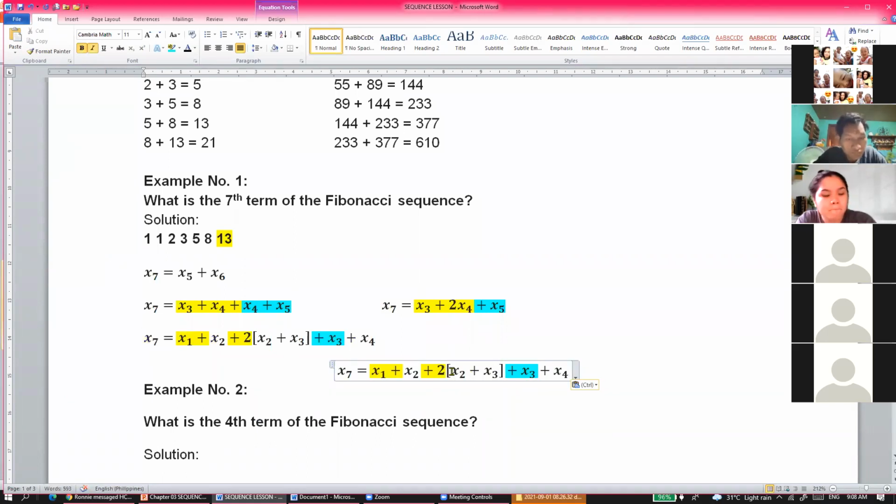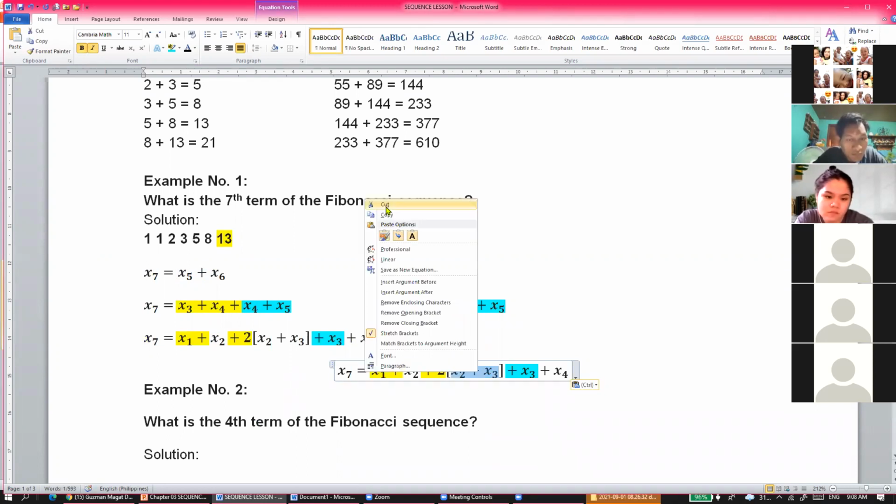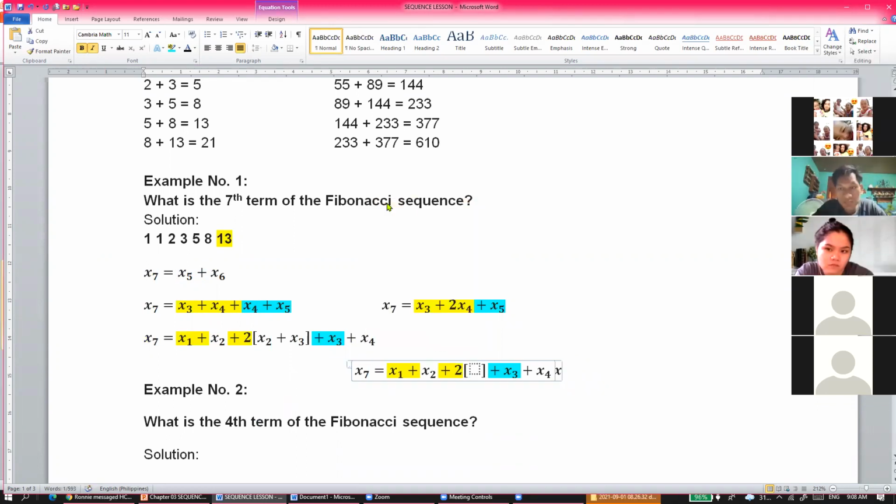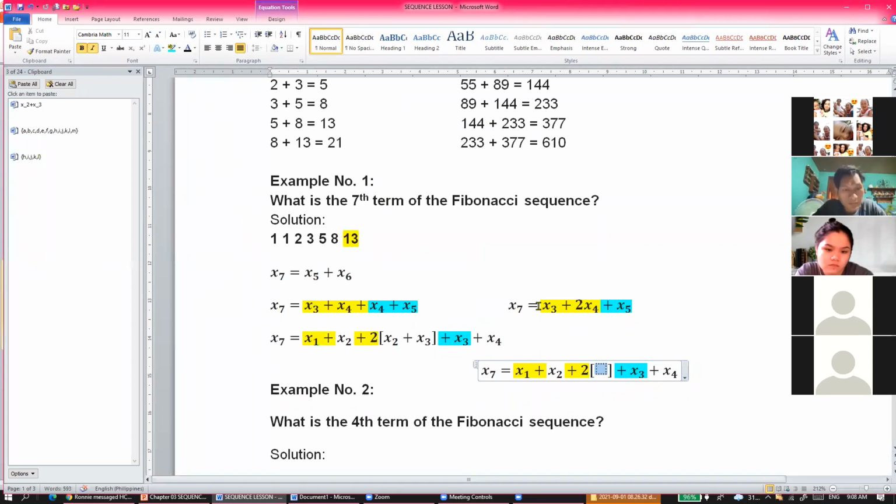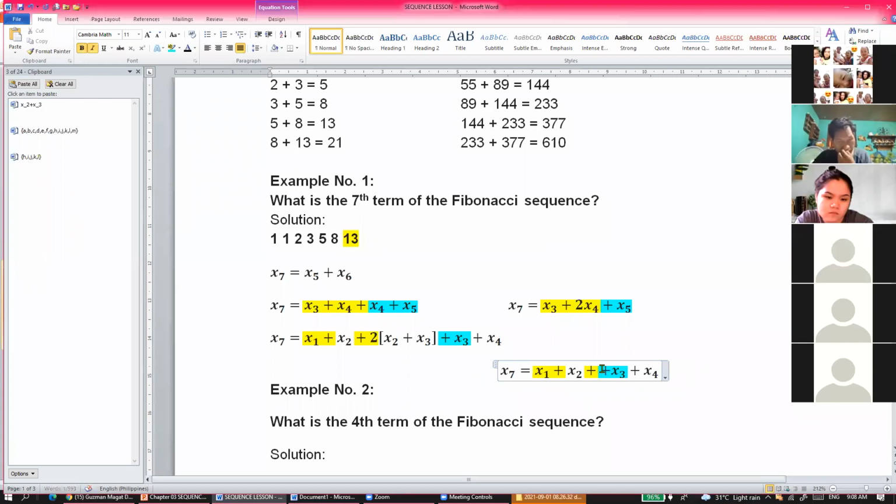Ito, yung dalawang yan, no? Alisin ko muna. Cut ko. Yung nasa gitna. And then what will I do is this way. Alisin ko na rin yung dos. Yan. Burin ko yung buong yan. So, igigitna ko uli. Kasi nga, i-distribute ko yung 2 to its term. 2 dito, and then 2 sa x sub 3.